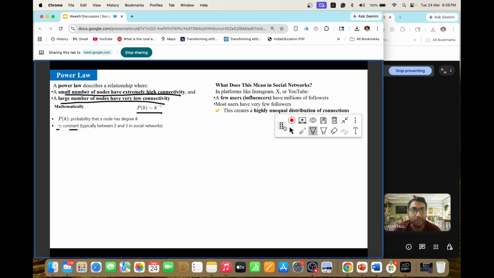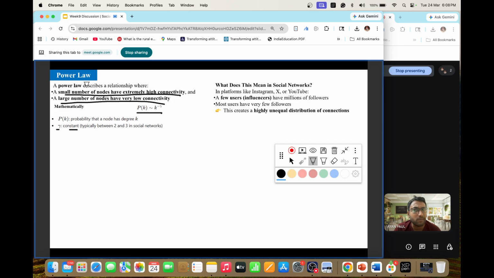So, what does this power law mean in social networks? On platforms like Instagram, X or YouTube, a few influencers have millions of followers. Most users have very few followers. This creates a highly unequal distribution of connections.